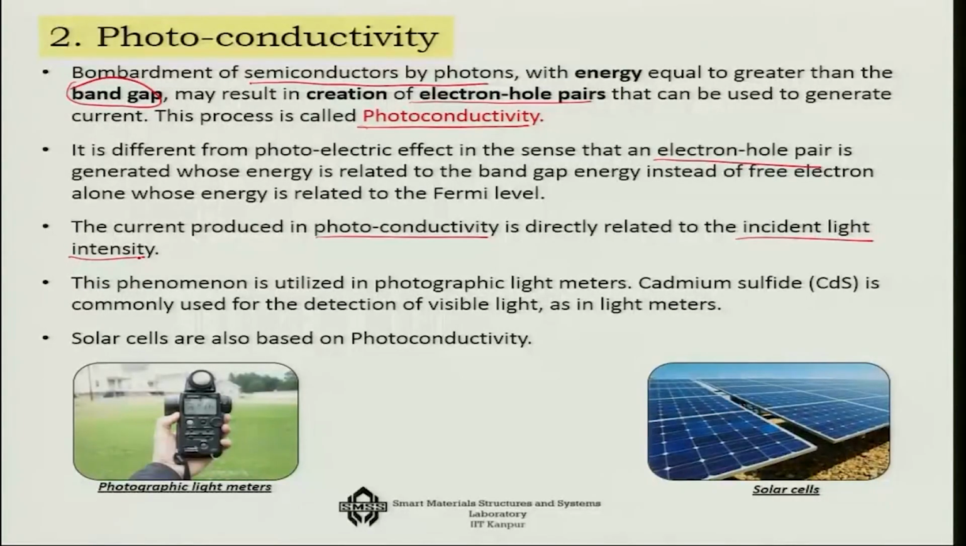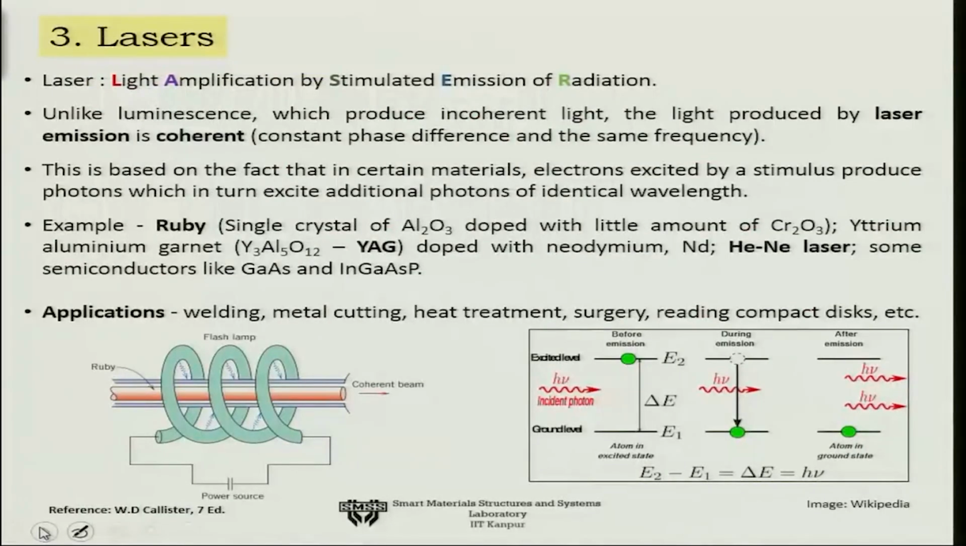As a result, these light meters you see in cricket matches, etc., are actually based on the photoconductivity of the incident light. So it is based on the electron hole pair. For example, cadmium sulfide is a very common example in light meters. And today's solar cells are also mostly based on photoconductivity. So this is another very good application of the optical property.